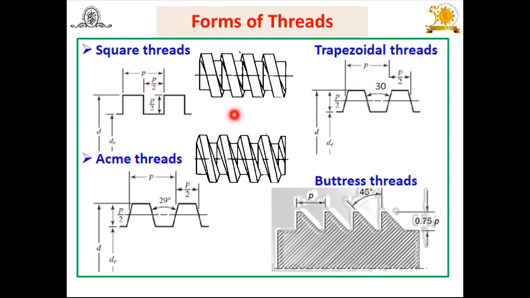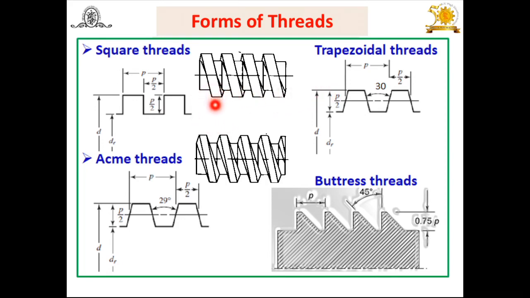Basically, these two thread forms are used in power screws: trapezoidal. Again, here this thread form, or thread teeth, is cut with some inclination, and the angle between these two is 30 degrees. Look at this here. Again here, but square threads have some advantages. What are the advantages of square threads? The efficiency of a square thread is more than a trapezoidal thread.